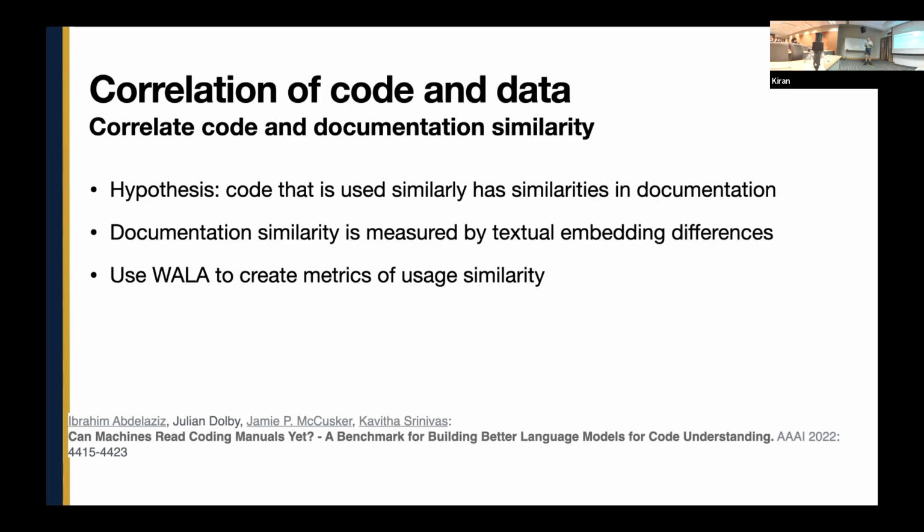This sounds easy to say, but what does it mean for documents to be similar? One of the things people do in machine learning with text is compute this notion of an embedding, which basically takes each word or phrase and computes an embedding, a vector essentially, based on how those words and phrases are used across a very wide range of documents. So we can get textual embeddings for documents. And then we're going to use Walla to create metrics for code usage similarity. What do we mean by that?